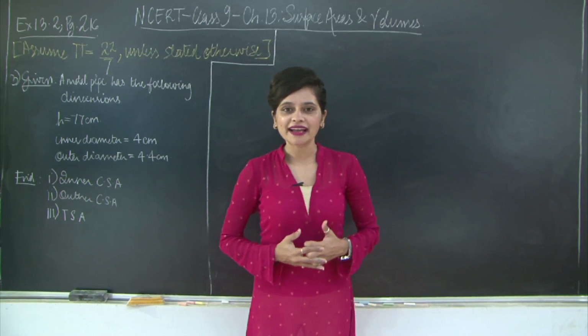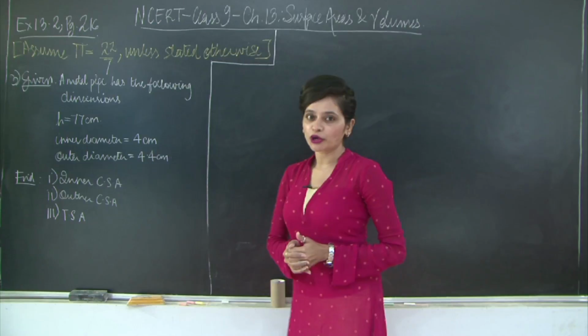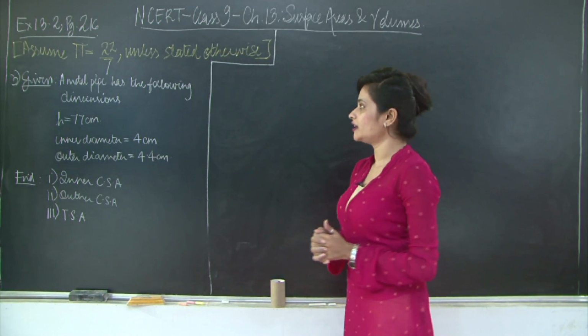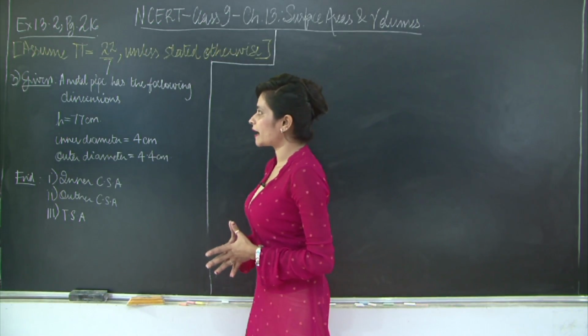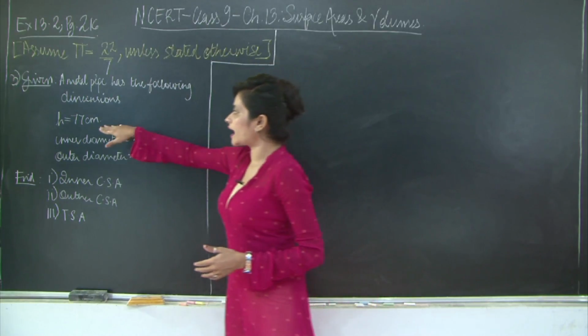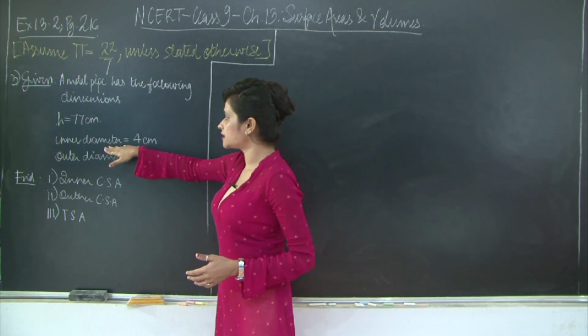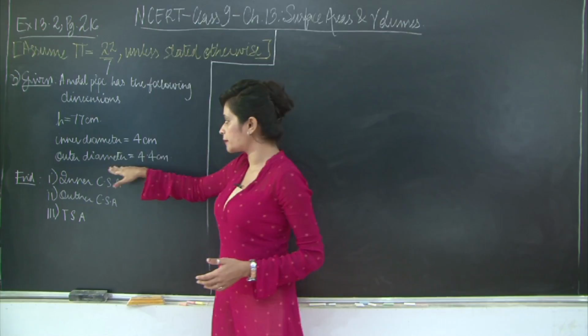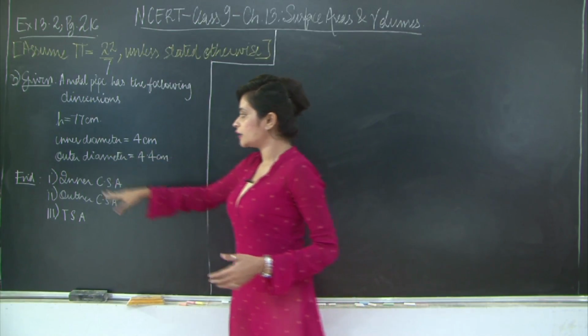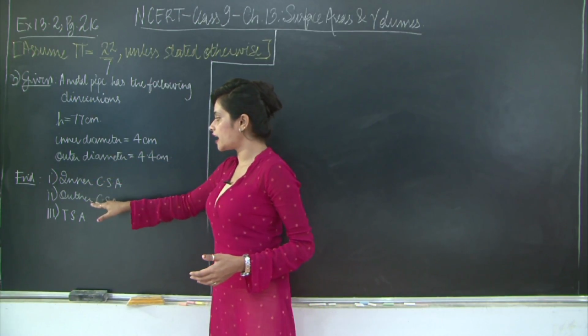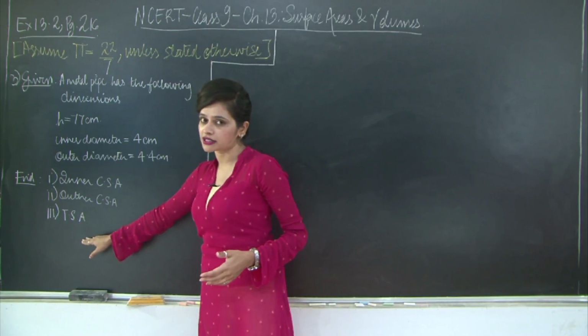Hello students, welcome back. Let us continue with exercise 13.2 of chapter 13, question number 3. It's been given that a metal pipe has the following dimensions: height is 77 centimeters, inner diameter is 4 centimeters, outer diameter is 4.4 centimeters. You need to find the inner curved surface area, outer curved surface area and total surface area.